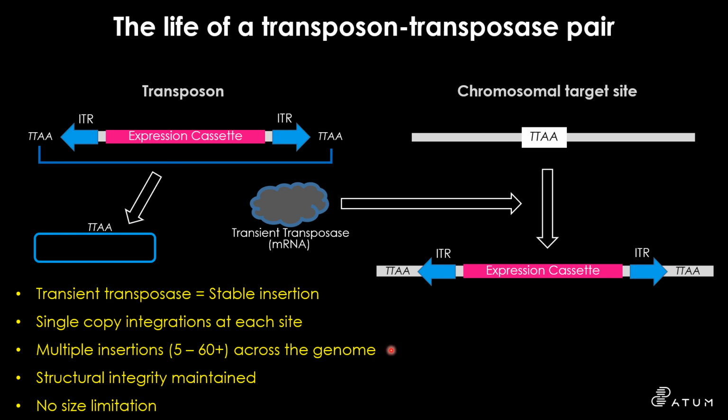And importantly, and I'll spend most of the talk today focusing on this, the structural integrity of the transposon is maintained. That is, what has been designed here in the expression cassette will in fact move from the DNA plasmid as is into the chromosomal target site. And of interest, there seems to be no size limitation to the transposon that can be moved from one place to the other. So what that means is the result is a consistent and uniform integration of these leap-in transgenes.